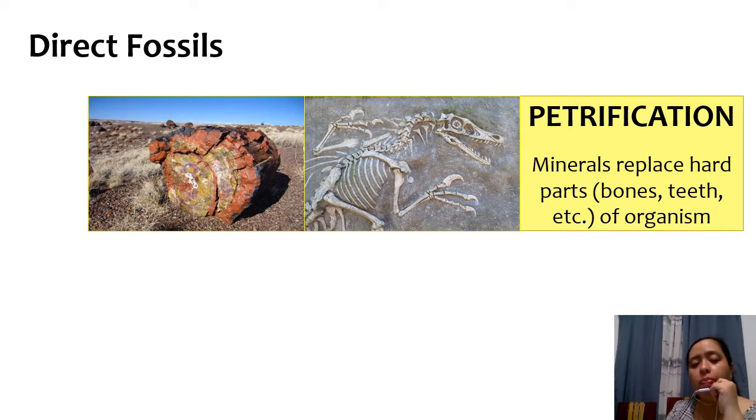Same with this tree. Kung titingnan nyo ito mabuti, it's not anymore the exact cell. Of course, meron pa rin iba dyan na cell, but most of the trunk was mineralized. Kaya kung titingnan mo, parang ginto or very smooth yung cambium and yung bark niya, parang matigas na clay siya rather than the normal dead trunk that we have. Petrification. Petrify, parang nakakatakot yung term, pero the minerals just replace the hard parts of the organism.